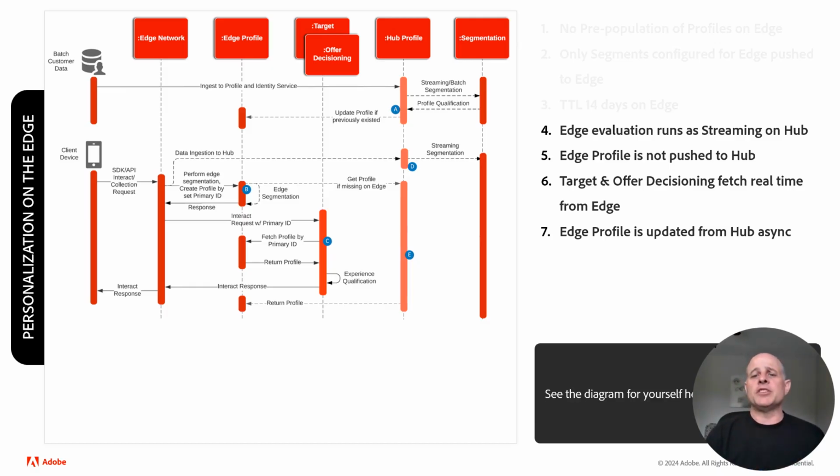Target and offer decisioning will fetch a real-time profile from the edge. And so that allows them much faster real-time response. The edge profile is also updated from the hub asynchronously, like I mentioned earlier. It's not going to be holding up the web page.